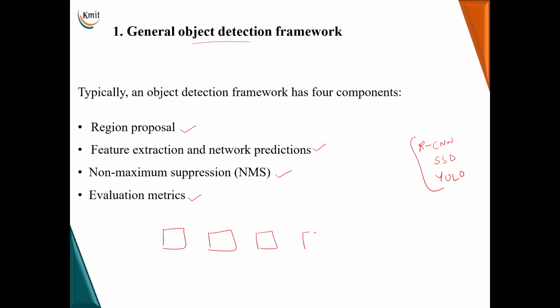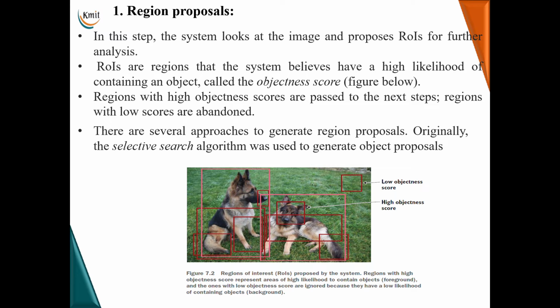Once you understand these four components, you will apply these ideas to the networks which are used for object detection. The first one is region proposal. Let us discuss each component one after the other. Region proposal: in this, the system looks at the image and proposes ROIs, that is regions of interest, for further analysis. Now what are these regions of interest?